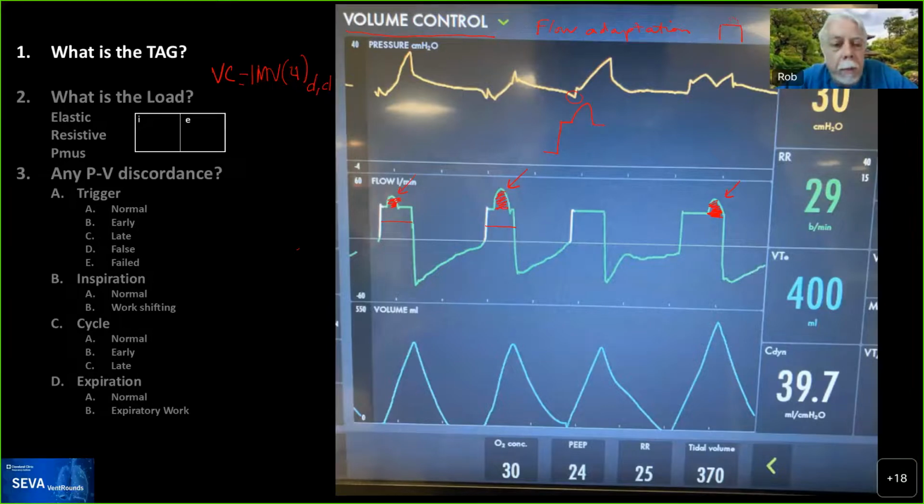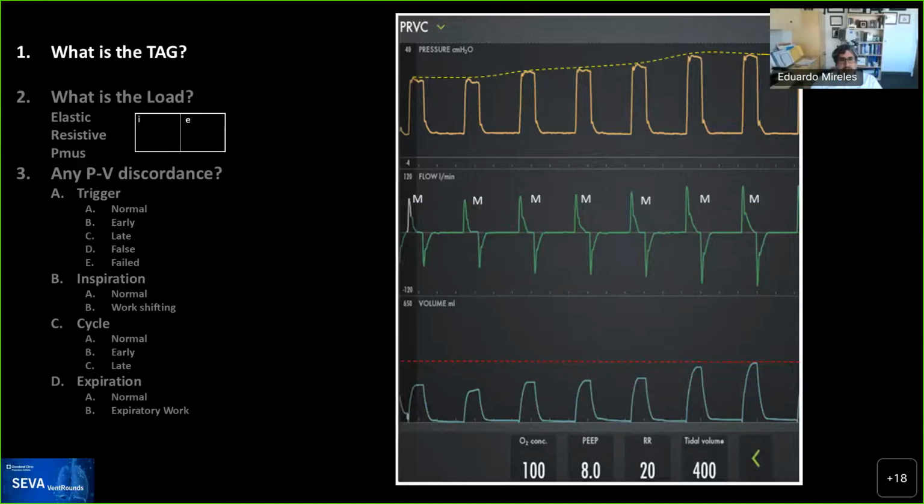Very good. So I see the team has identified that this is pressure control, and you can actually see that the flow has the exponential decay. Actually, in this case, the patient probably has a very stiff lung, so it decays very rapidly. But it's not a square waveform or a triangular waveform or a sinusoidal waveform or an ascending waveform. The flow is not being controlled. It's dependent on the characteristics of the patient.